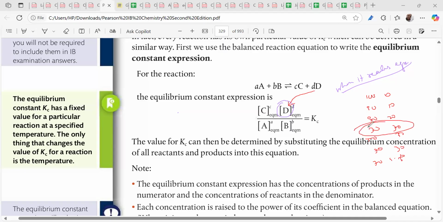Do you get my point? We have to replace concentration. What concentration? Equilibrium concentrations we have to replace. Is it clear to you over here?